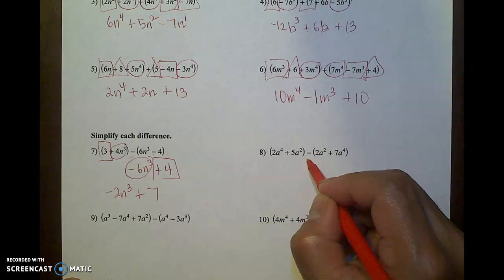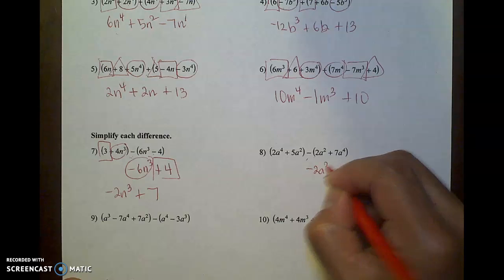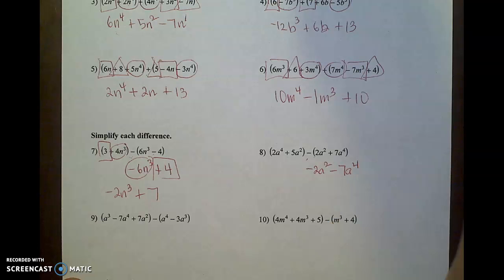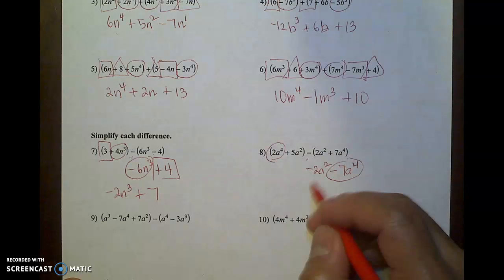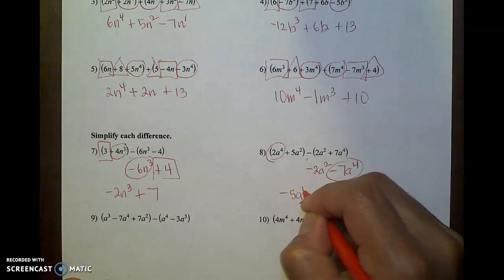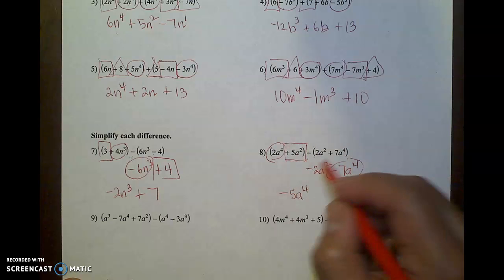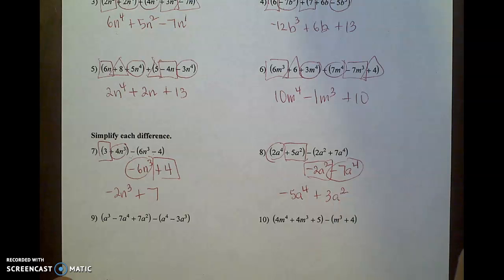We are subtracting polynomials. So it means I need to distribute, so that becomes a negative 2a squared, and this becomes a negative 7a to the 4th. Now I look to combine like terms. 2a to the 4th, negative 7a to the 4th is negative 5a to the 4th. 5a squared, negative 2a squared, positive 3a squared. And you cannot combine these because they do not have the same exponent.